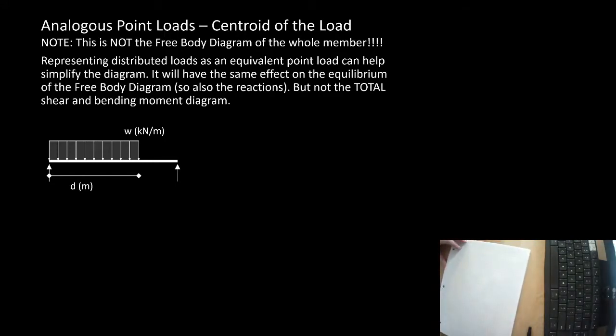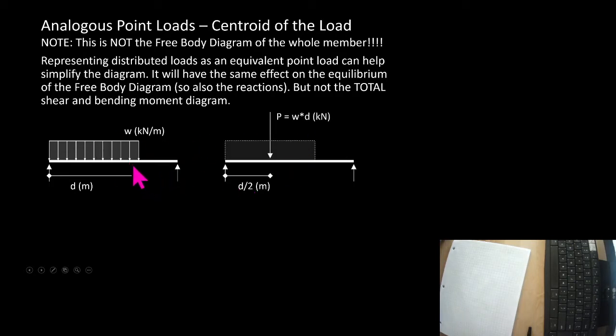The thing about an analogous point load is we can use it on our partial free body diagrams, but we have to pay attention to the portion of the uniformly distributed load, or the distributed load in some way, that we're talking about. So if this was our full free body diagram, our point load that we might use to represent this, we wouldn't draw it in the middle of the beam. We know that the load would actually be at the centroid of this, or at the halfway point of this load.